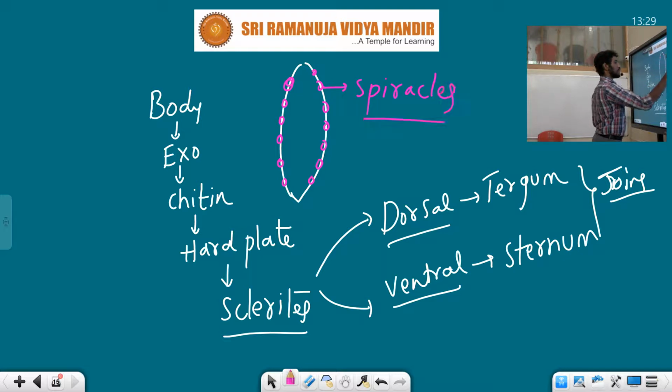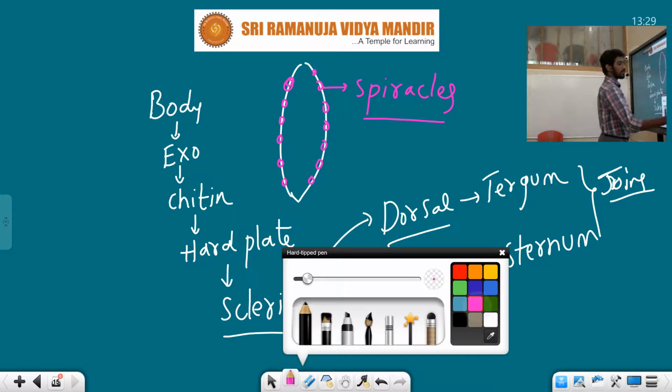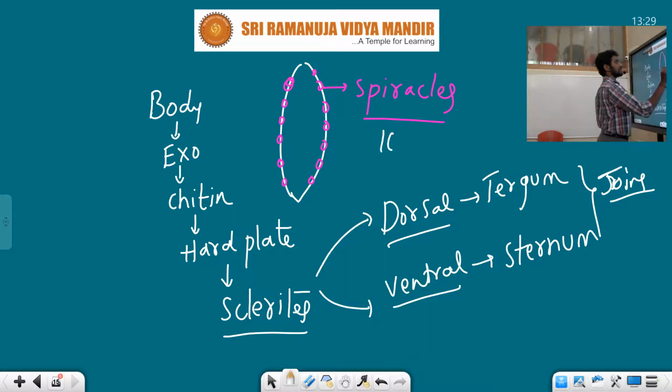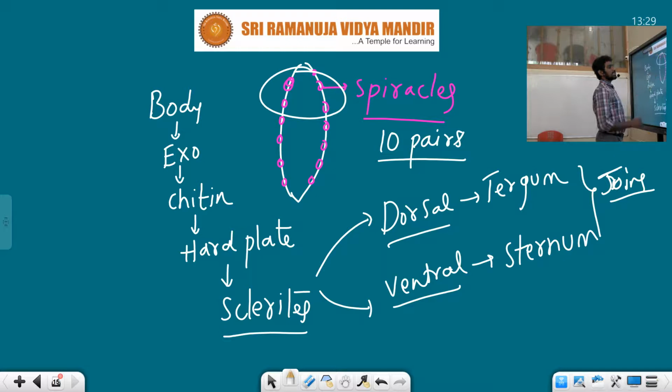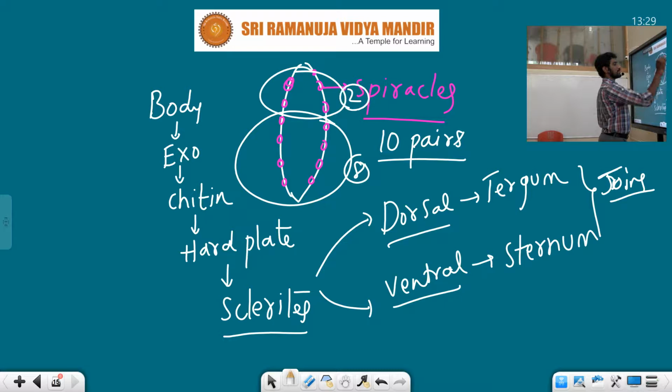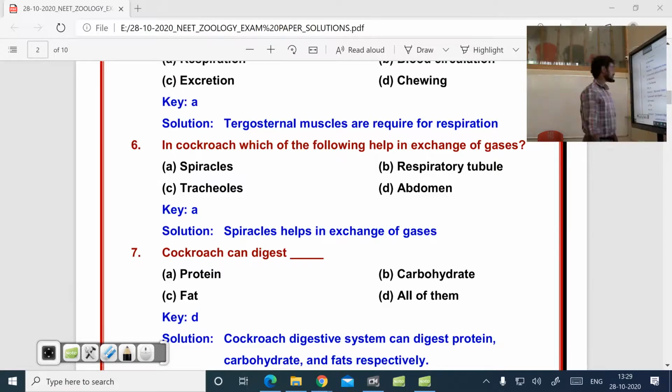How many pairs of spiracles are found in the cockroach? The answer is 10 pairs, right student? 2 pairs are in the thorax region, and the remaining 8 pairs are present in the abdomen region. So the spiracles are very small tube-like structures, 10 pairs in all, and they are responsible for the exchange of gases in the cockroach, right? Let us see another question, student. I hope you understand. Sixth question, A is the answer.